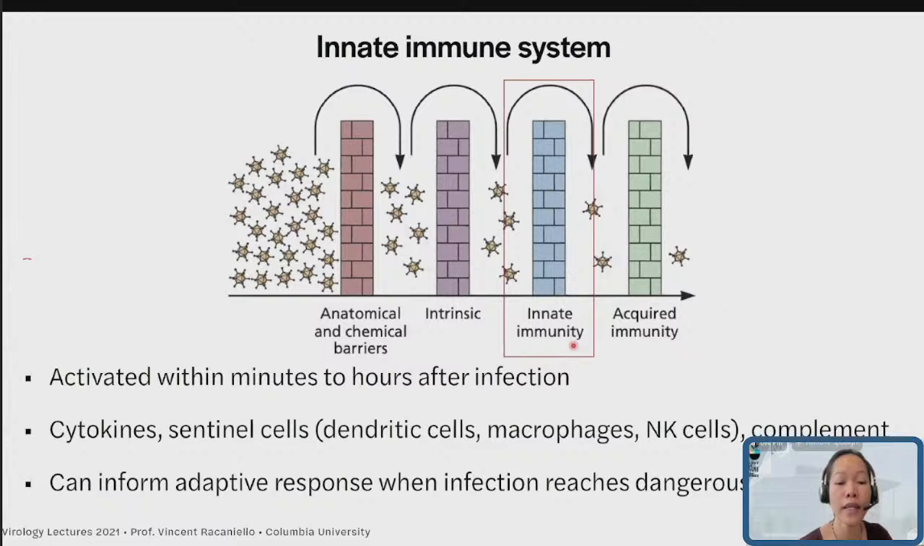And ang sentinel cells, which are either dendritic cells, macrophages, and natural killer cells, isa sa composition ng innate immunity. As well as yung cytokines. So yung cytokines, yung mga pinuproduce ng sentinel cells, which also includes your interferons. And also, this is really complicated one, the complement pathway. So the cytokines, sentinel cells, and complement ang kinakompose ng innate immune system.